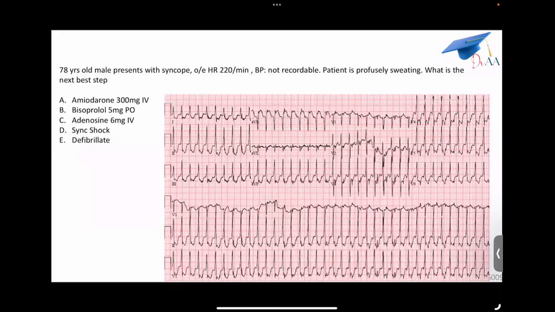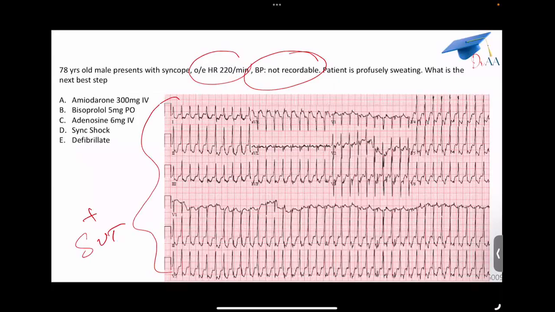We have a 78 years old elderly man who has come in with a high heart rate. BP is not recordable. So this is an SVT with life-threatening features. Synchronized shock. So the right option will be synchronized shock.